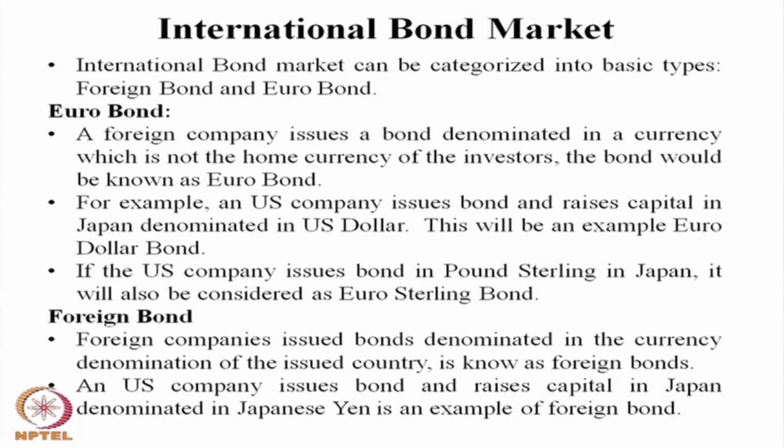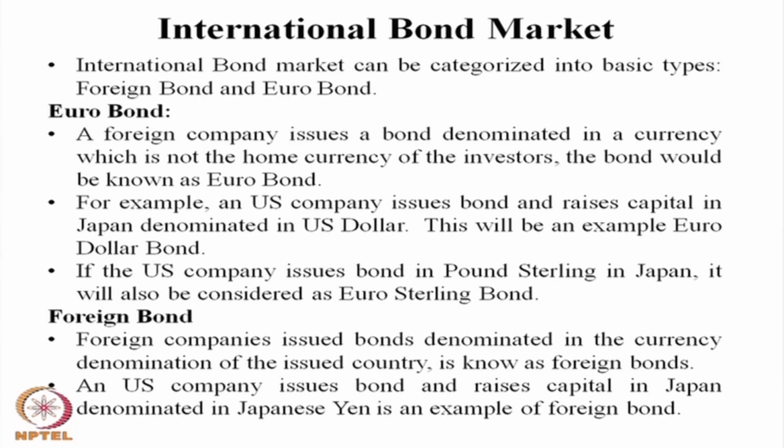As I mentioned earlier, the international bond market is generally categorized into two parts. One part is called foreign bonds, another part is called euro bonds. There are minute differences between euro bonds and foreign bonds. In the case of a euro bond, a foreign company issues a bond denominated in a currency which is not the home currency of the investors. The bond would be known as a euro bond.